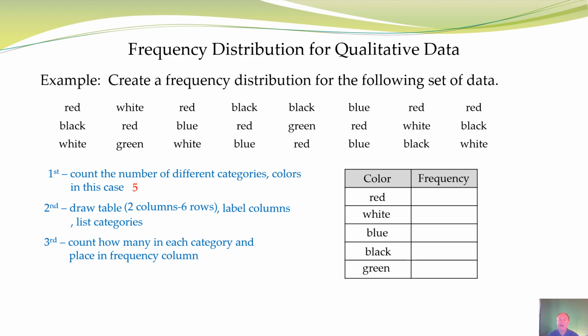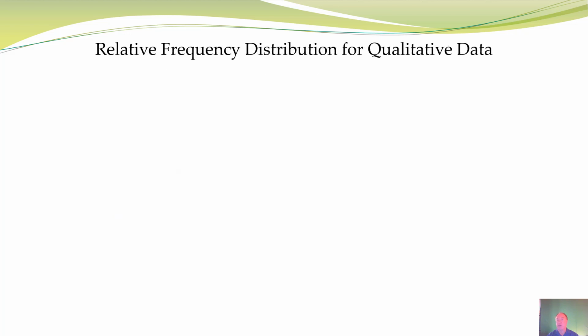Now we have to go through the data set and count how many red occurred in the data set. Well, if I go through, there's 1, 2, 3, 4, 5, 6, 7, 8. Looks like there's 8. So then I would go through, count the white, count the blue, count the black, count the green. I would end up with 5, 4, 5, 2, which is a total of 24. So this would be your frequency distribution.